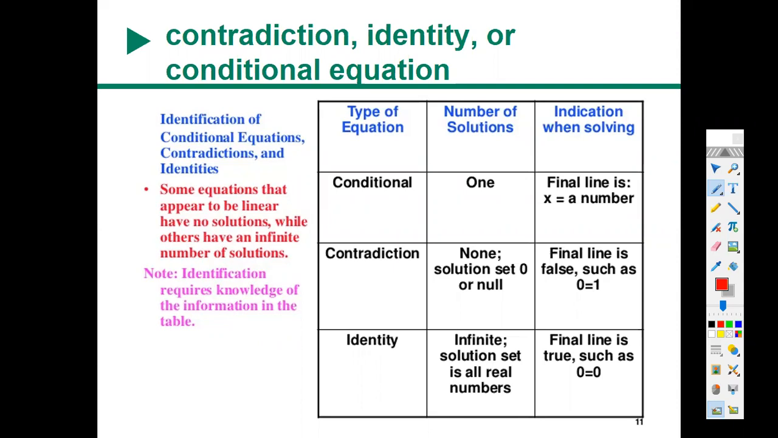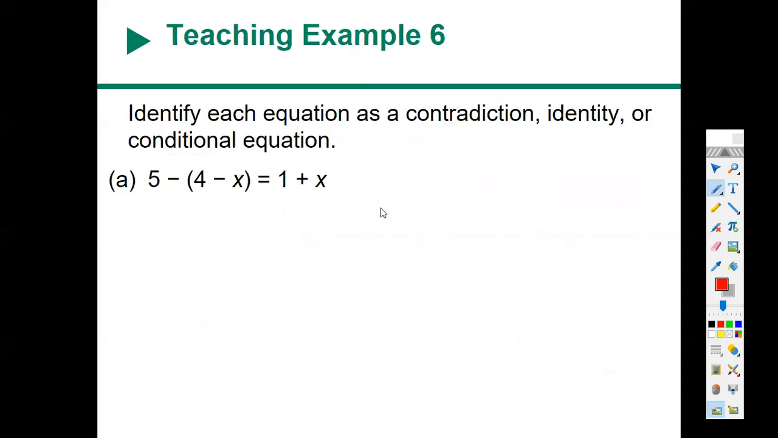Like it'll say 0 equals 1, which is that true? No. Identity means you have infinite solutions. And what happens is it comes down to being 0 equals 0. And then we say it's an infinite solution. Got it? All right. So let's see what type we have.